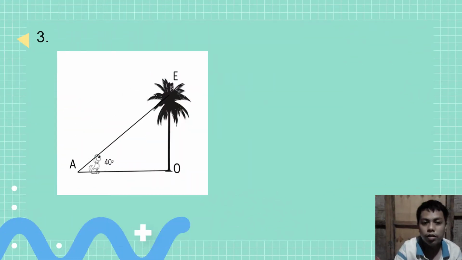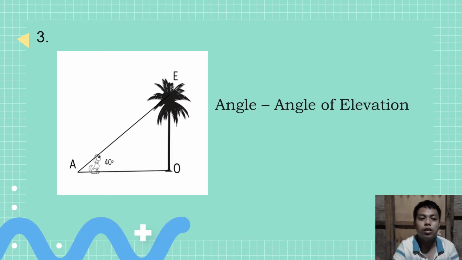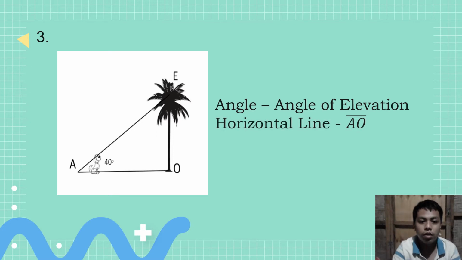Number 3. The angle A is angle of elevation. The horizontal line is line segment AO. And our line of sight is line segment AE.